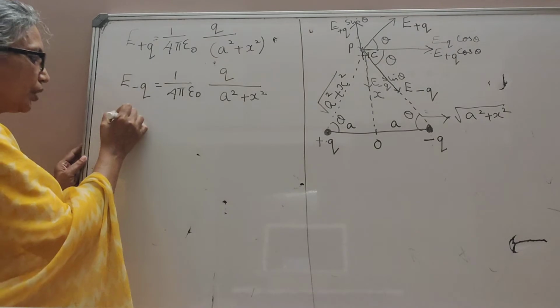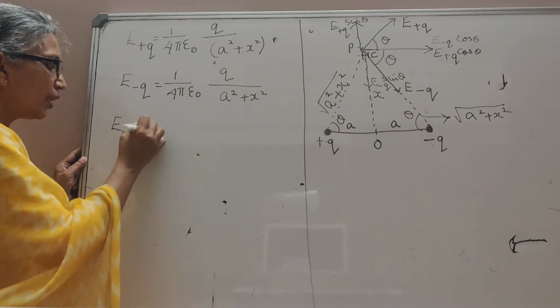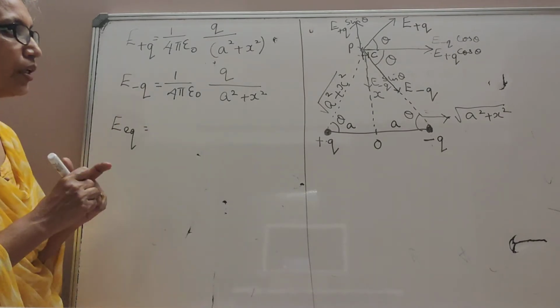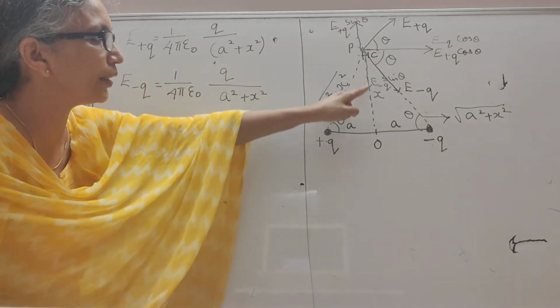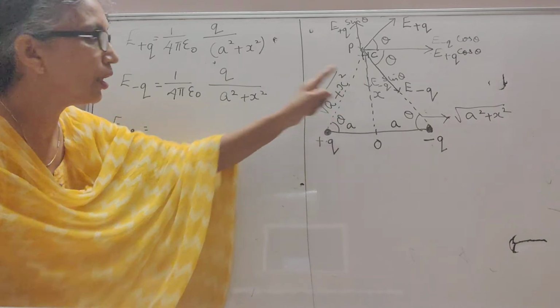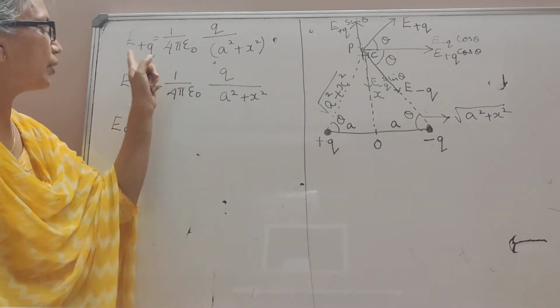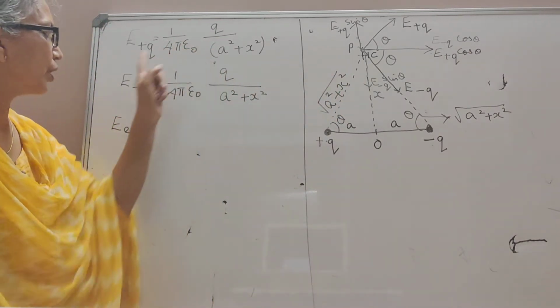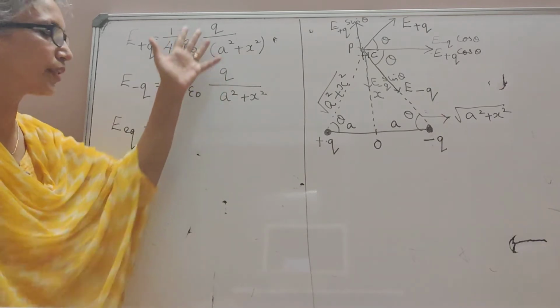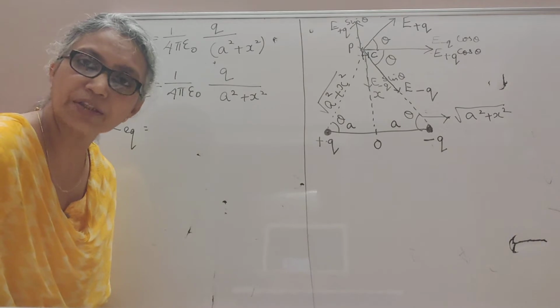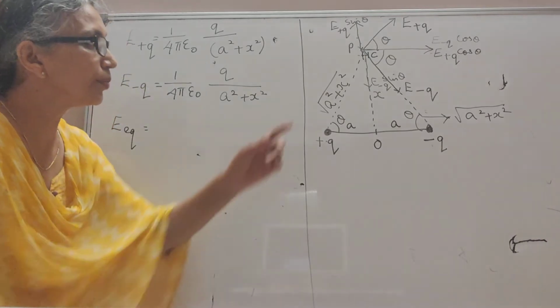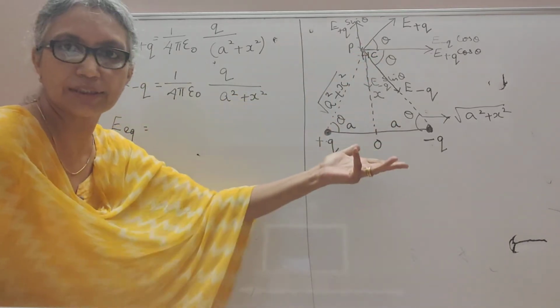So now the net electric field, that is E equatorial, will be, see, look at the point P, there is an E plus Q sin theta and an E minus Q sin theta. Here E plus Q is this much, E minus Q is also the same, both are the same. So in magnitude, E plus Q and E minus Q are the same. Similarly, these two thetas are also the same.